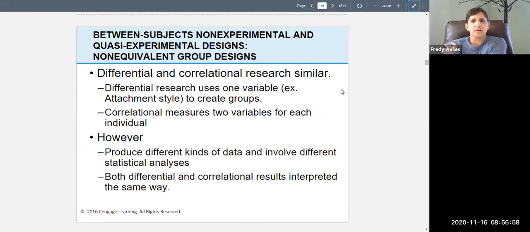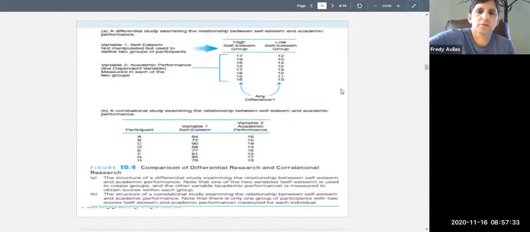With a correlational study, you measure two variables for each individual. However, you produce different kinds of data and you use different statistical analyses when you do a differential design and a correlational design. Both are interpreted differently. So you have correlational designs, you have differential designs. They're different types of designs. They produce different kinds of data, different types of analyses, and you interpret the results differently. And here's a slide to tell you a little bit more about this.